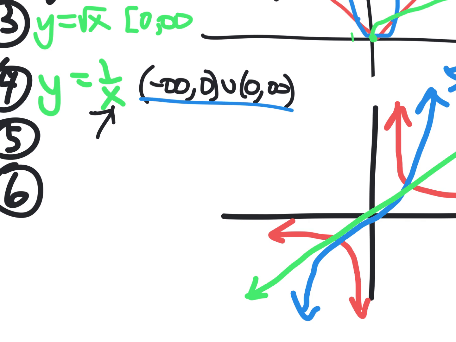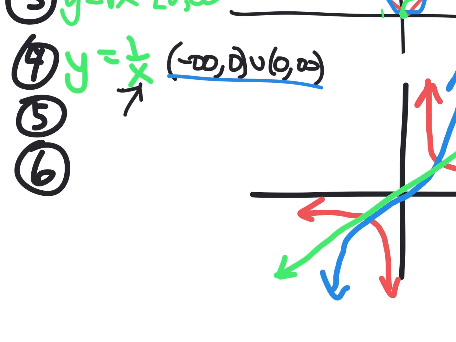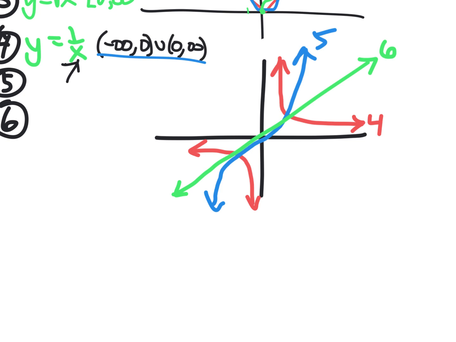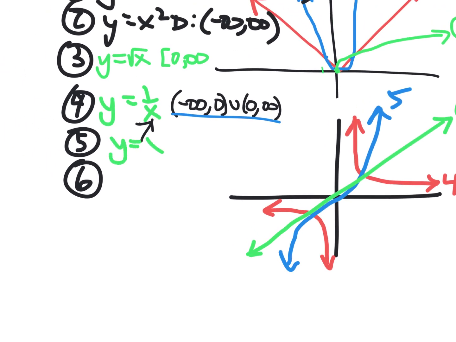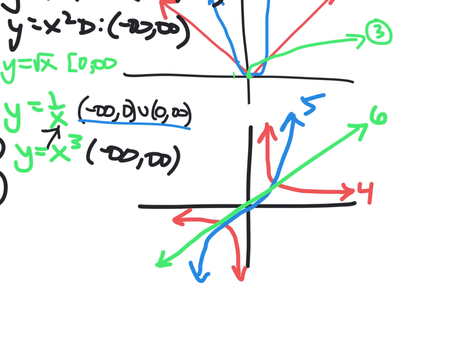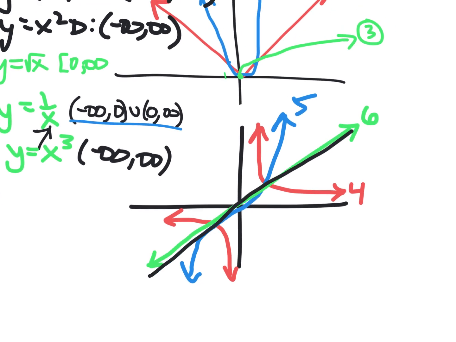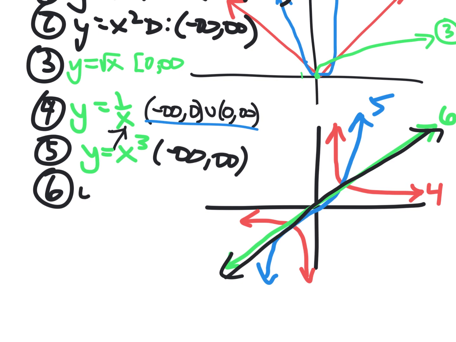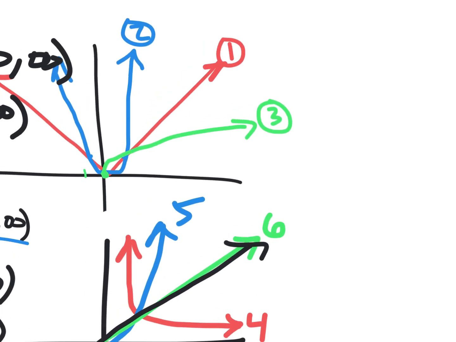All right, next up is number 5. Pay attention, please. Some of you aren't looking at the board. Number 5 is the x to the third one, like that. And that one goes forever in both directions, left and right. And so it's negative infinity to infinity. And last but not least is number 6, which is the y equals x function. This one just runs like that, just goes forever at like a 45-degree angle. Y equals x. And when I said it goes forever, you know, that kind of implies it's negative infinity to infinity.